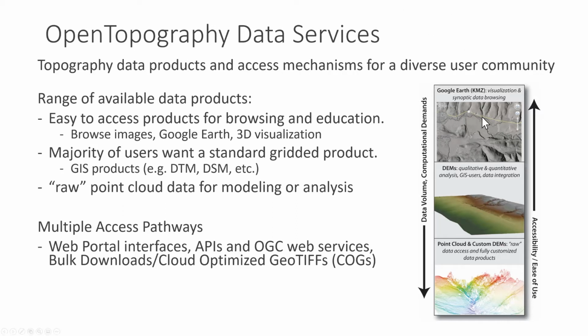Open Topography data services include a range of available products that vary in ease of use, like these KMZ hill shades, to point clouds, and also custom digital elevation models. We see the trade-off between that ease of use and the data volume, computational demands, and the needs of our users. We find that the majority of users want a standard gridded product like a digital terrain model or digital surface model, but we're always seeing more and more demand for point cloud analysis. And we have multiple access pathways, both the web-based portal and API access.